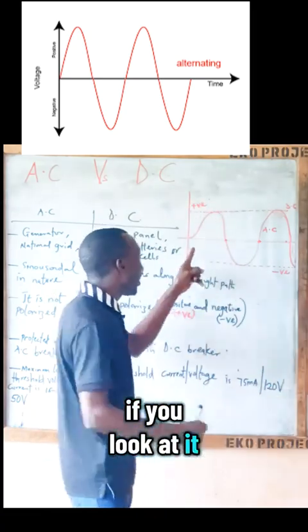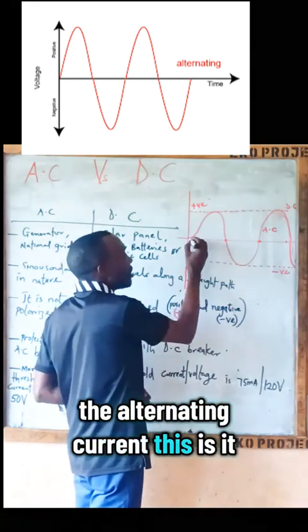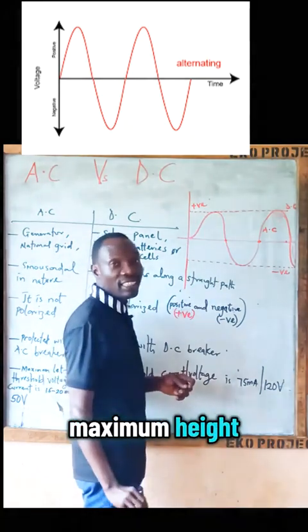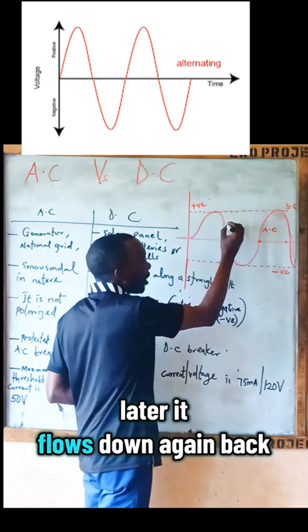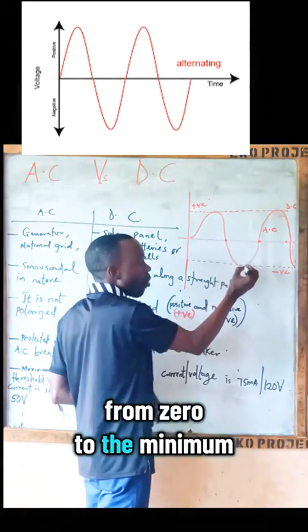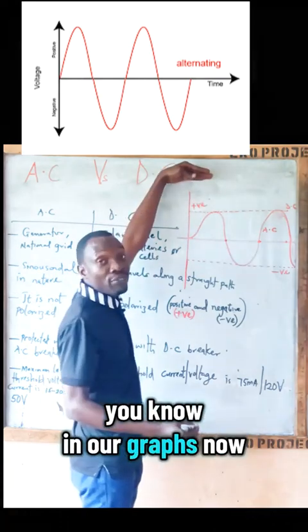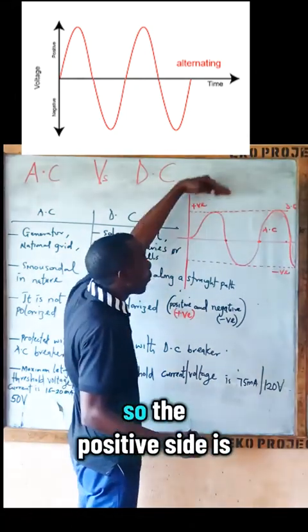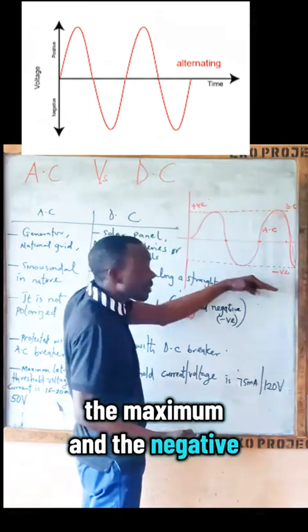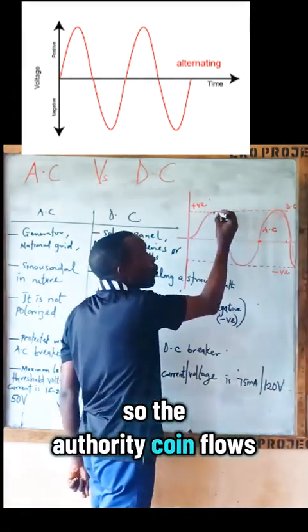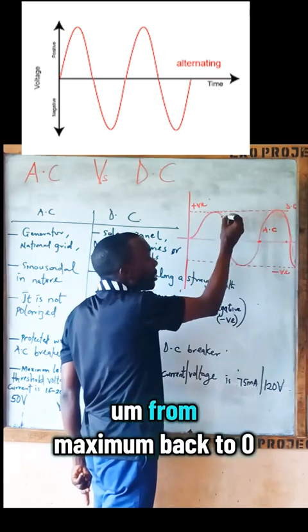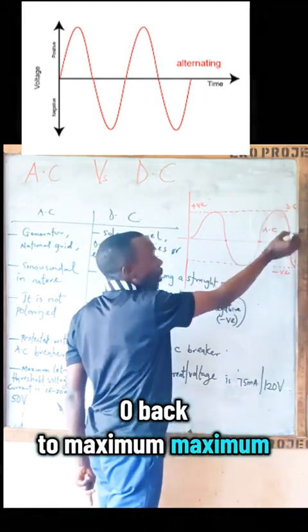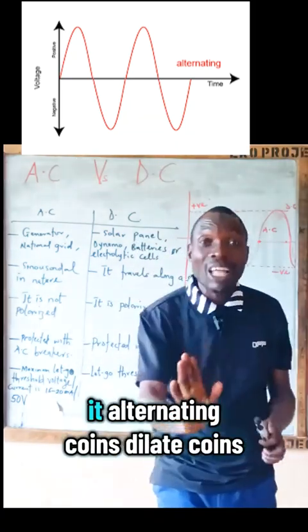If you look at it here, this is the alternating current. You can see it starts from 0. It flows and attains the maximum height. Later, it flows down again back to 0, then from 0 to the minimum. Why did I call it minimum? In our graphical analysis, this side is the positive side and this side is the negative side. So the positive side is the maximum and the negative side is the minimum. So the alternating current flows from 0 to maximum, from maximum back to 0, from 0 to minimum, minimum back to 0, 0 back to maximum, maximum back to 0, in that order. That is why we call it alternating current.